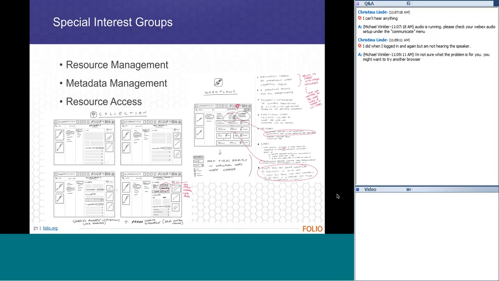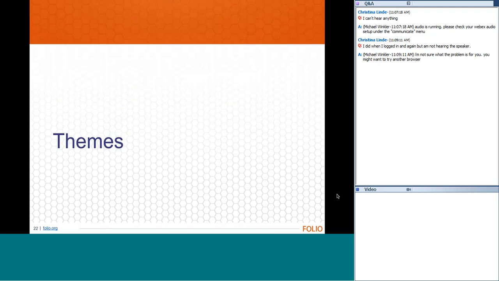This leads me to the special interest groups. Folio has a set of special interest groups which discuss specific topics related to the project. Specifically, the resource management, metadata management, and resource access special interest groups are the ones that I pay most attention to and am involved in, because they are talking about how we model this sort of stuff and how we change the workflows and the way that these activities happen inside libraries.